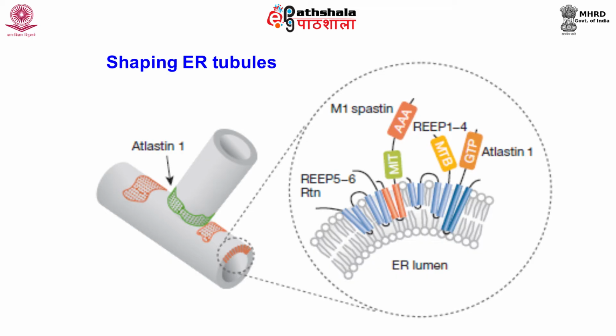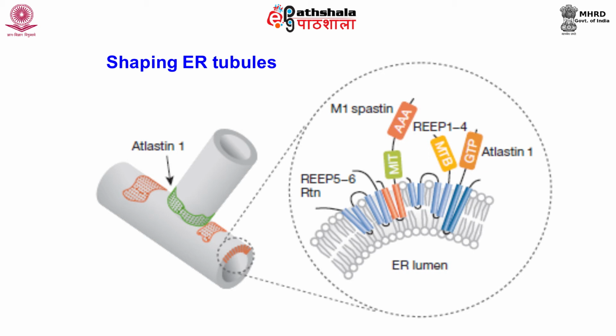Peripheral ER is enriched in proteins that shape membranes into tubules. Two classes of proteins, that is reticulon and DP1/YOP1, are involved in shaping the network of ER tubules. Both of these are highly conserved integral membrane proteins. The slide shows a schematic diagram of the tubular endoplasmic reticulum.